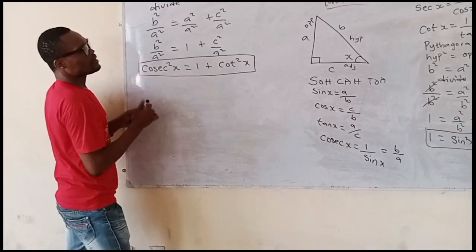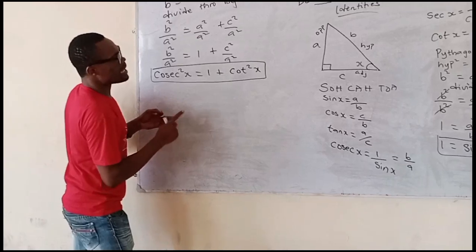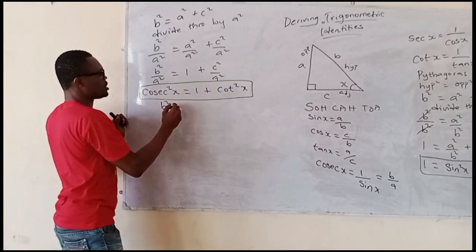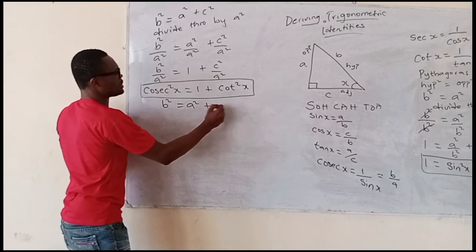Remember, we have the hypotenuse, opposite, and the adjacent. Let me still state my Pythagoras rule: A squared plus C squared.